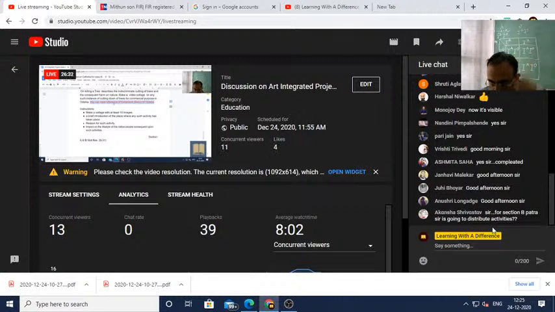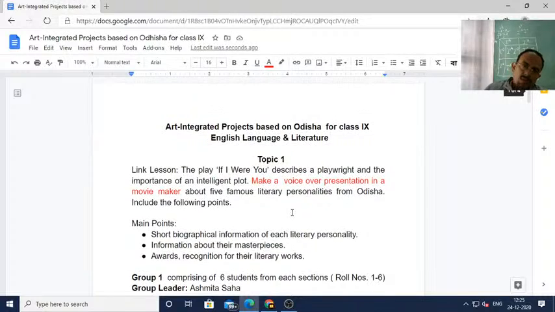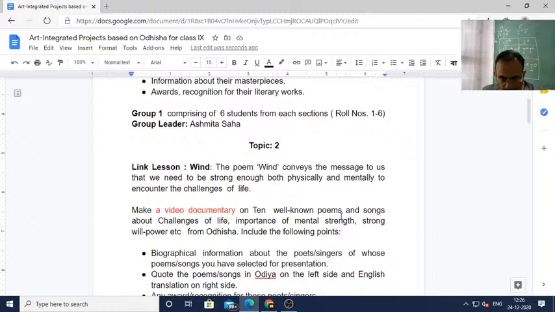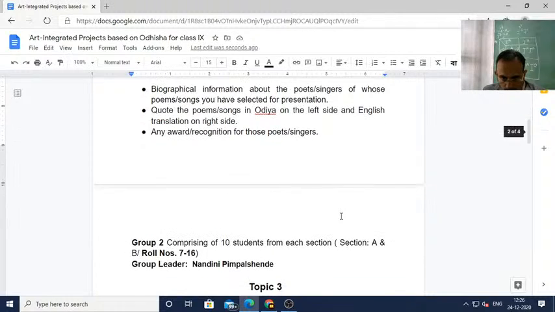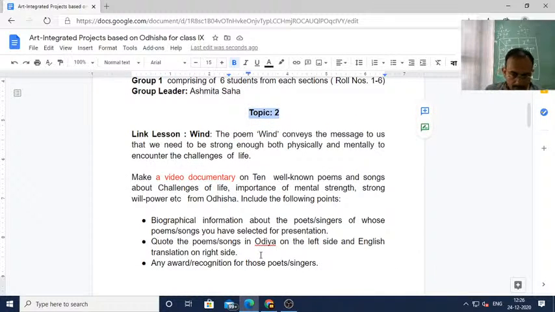Akanksha has a query. Section B, Patrasa is going to distribute activities. So Akanksha, the roll numbers will remain the same. Only the group leader will be selected, but the roll numbers stay. Suppose in section B your roll number is, for example, 15, then like in section A, roll number 15 will also have the same topic. The topic will not change, it will remain the same.